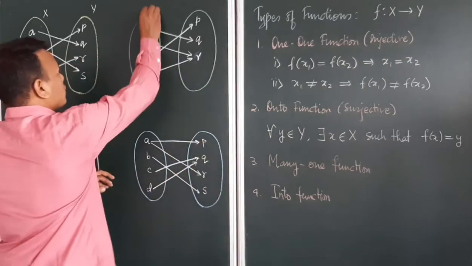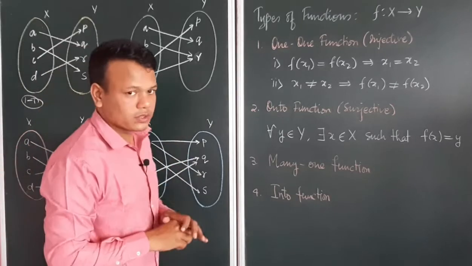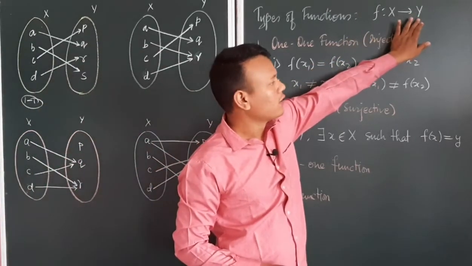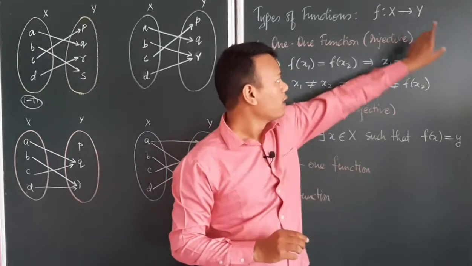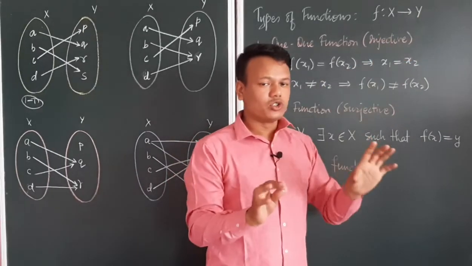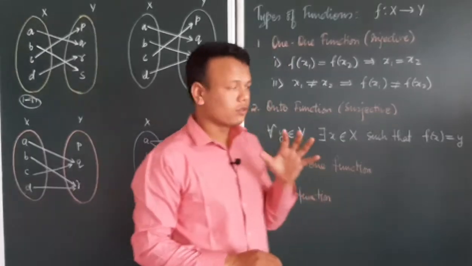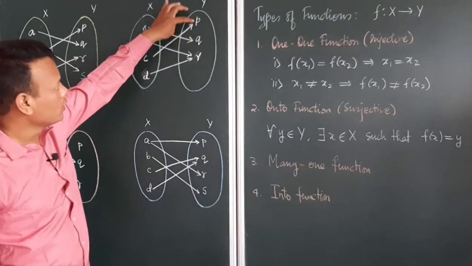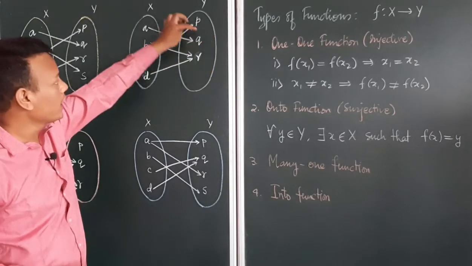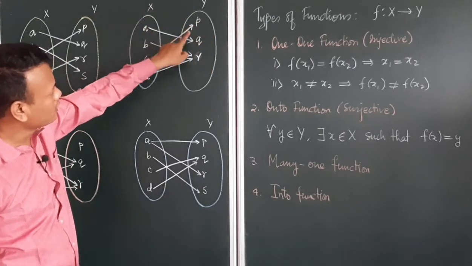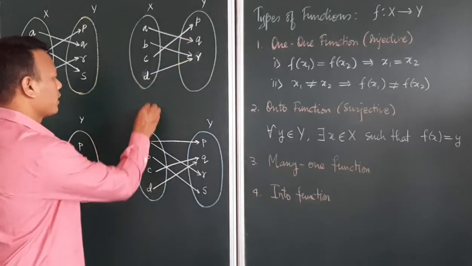So this is my x, this is my y. In onto function, in the second set, all the elements should be mapped. I repeat once again, in the second set, all the elements should be mapped, then only the function will be an onto function. For example, here we have only 3 elements in the second set, and all the 3 are getting mapped. P is mapped, Q is mapped, and R is also mapped. So this becomes my onto function.